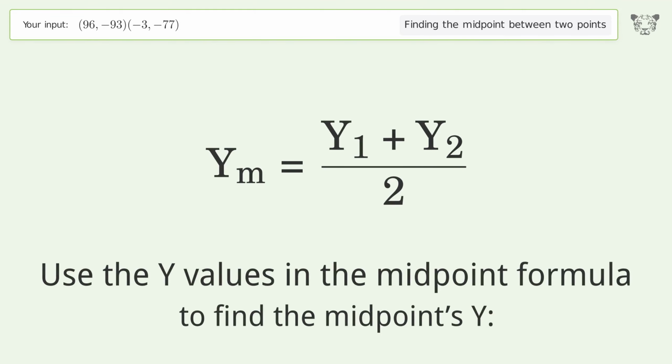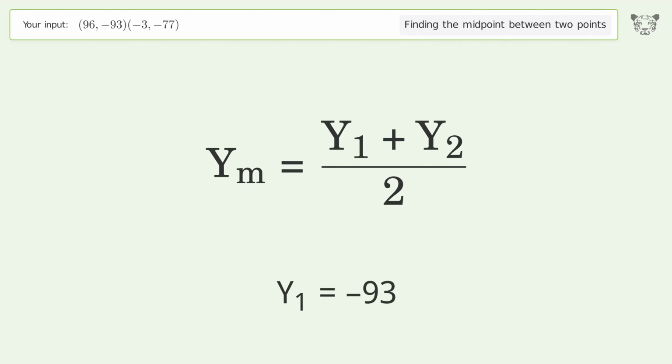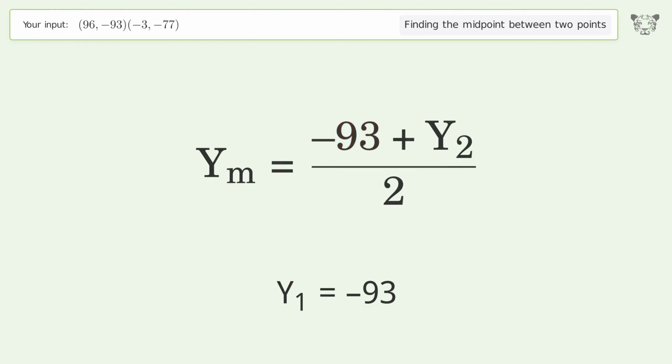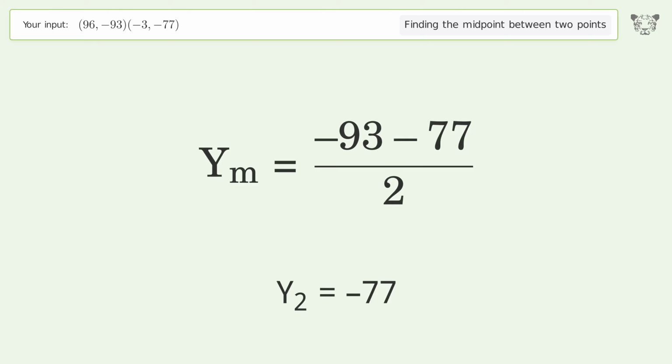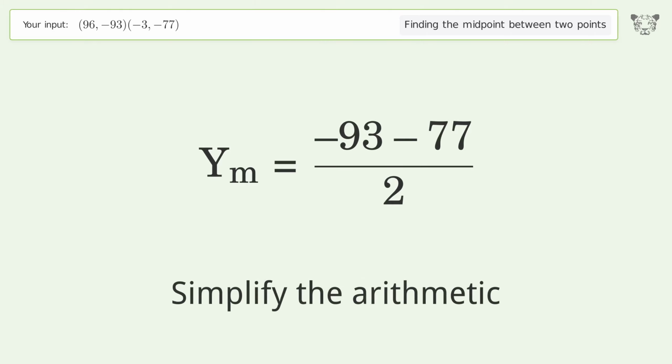Use the y values in the midpoint formula to find the midpoint's y. y1 equals negative 93. y2 equals negative 77. Simplify the arithmetic.